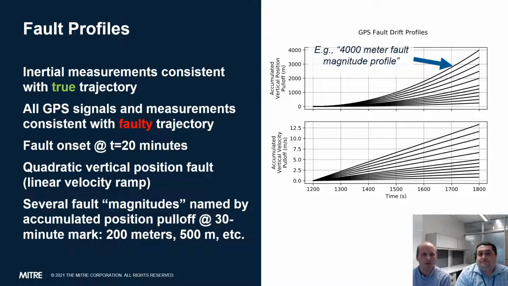The first part is the algorithm development and performance analysis techniques development, but the second part has to do with performance analysis. In this paper, we're primarily concerned with slowly accumulating faults like the ones shown here. So a lot of the results are tailored towards these quadratic pull-offs in position, which are the ones that we focus on.